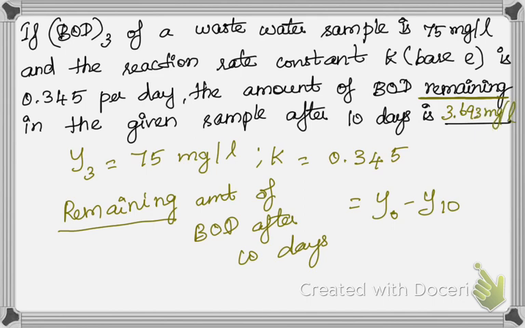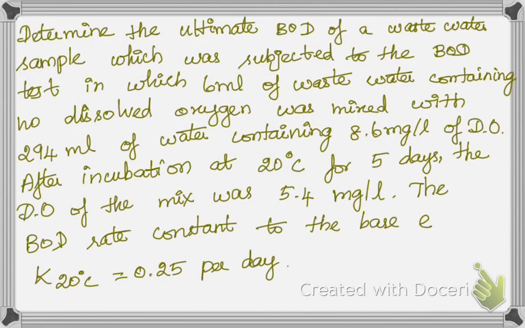3.693 milligram per liter. The next question is, determine the ultimate BOD of a wastewater sample which was subjected to the BOD test in which 6 ml of wastewater containing no dissolved oxygen was mixed with 294 ml of water containing 8.6 milligram per liter of DO. After incubation at 20 degrees Celsius for 5 days, the DO of the mix was 5.4 milligram per liter. The BOD rate constant to the base e, K at 20 degrees Celsius, is 0.25 per day.